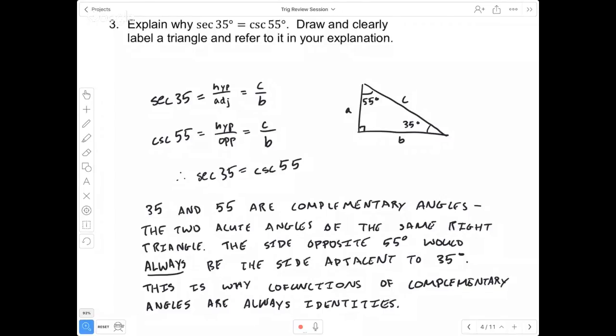Oh, again, same kind of deal. You should have mentioned those same things. You have to say something about the opposite 55 and the adjacent to 35. That would be a critical piece. But your explanation wouldn't have to be exactly the same.